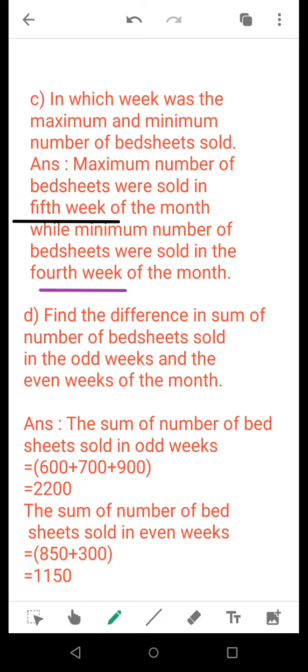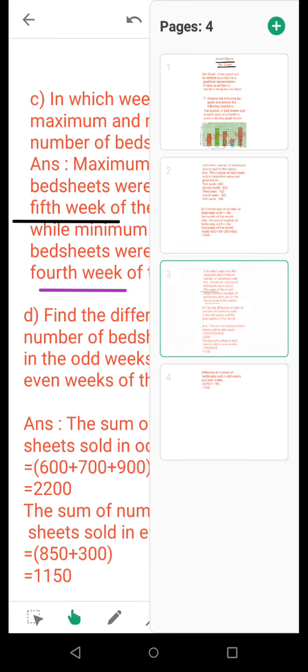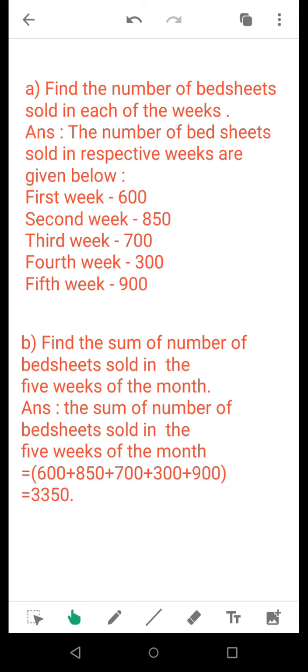And now I move to question number D. Now in question number D, what I need to do, I have to find the difference in the sum of number of bed sheets sold in the odd weeks and the even weeks of the month. As you can see, there are more number of odd weeks. Odd weeks means, just let me give you one hint. Odd numbers means those which cannot be divided by 2. So generally it is the numbers in counting numbers or natural numbers as you may say. This is 1, 3, 5, 7.